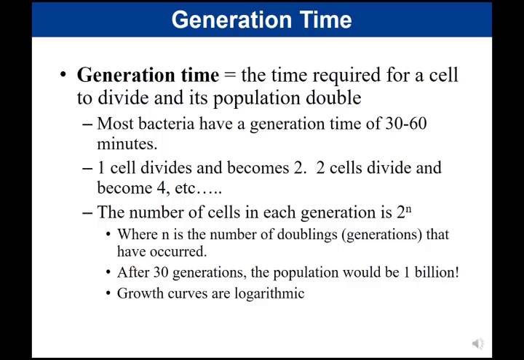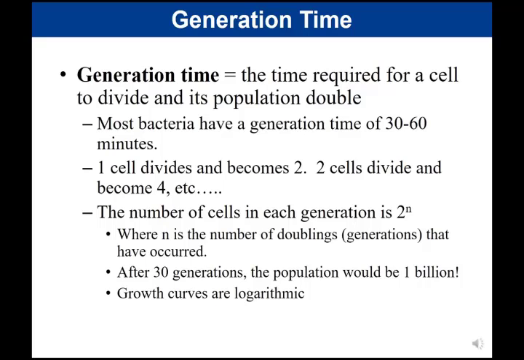So it reproduces very, very slowly. Some environmental bacteria have generation times that are measured in months. So it just depends on the bacteria. There's a lot of variation from bacteria to bacteria, but most pathogens generally have a relatively short generation time. So E. coli, for example, has a generation time of about 20 minutes.